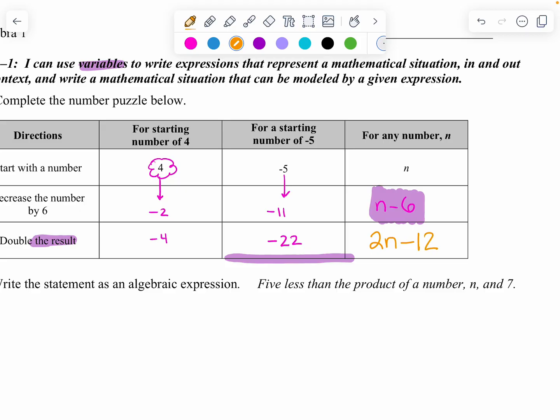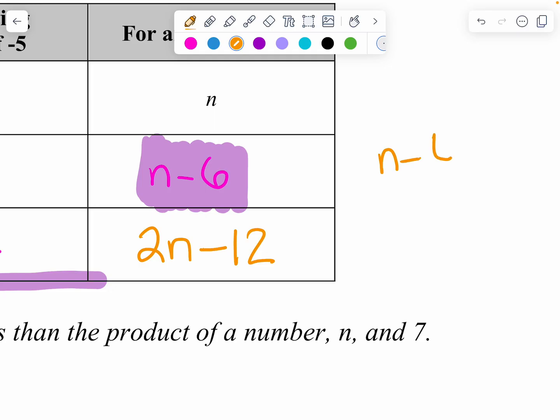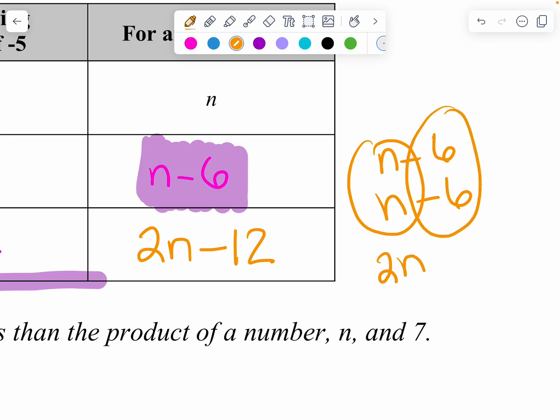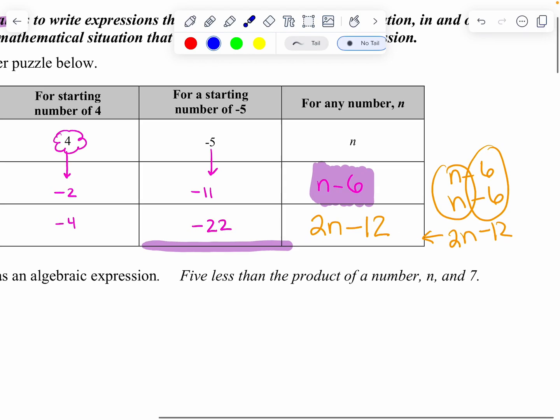So that's the correct answer from here. If you think about n minus 6 being doubled, I just have 2 copies of it, and now I have 2 n's, and I have my -12. So you can think about this visually, or you can think about this algebraically a little bit more by just multiplying by 2. Either way, that's the correct answer from here.